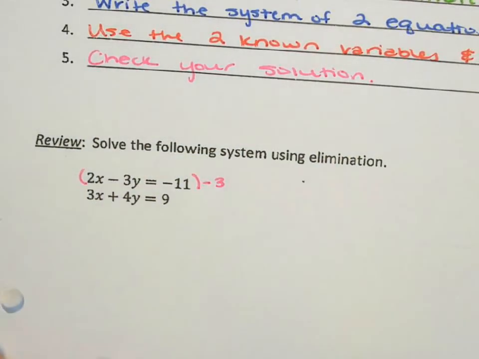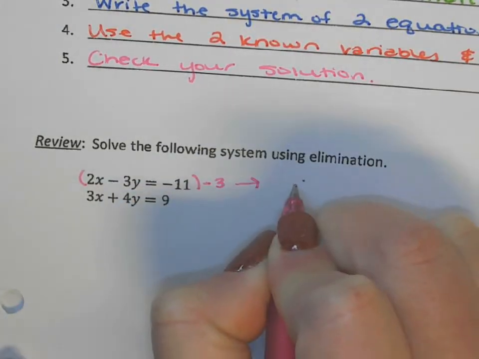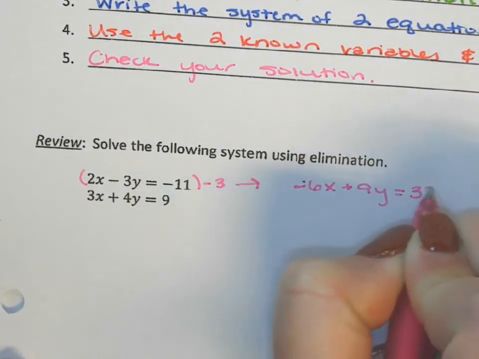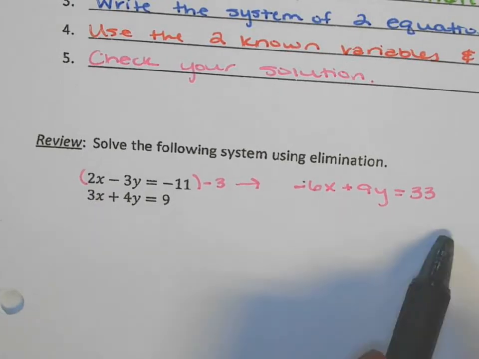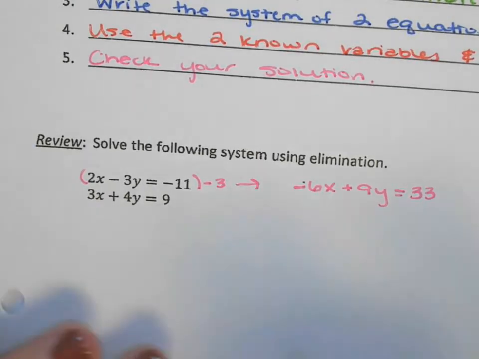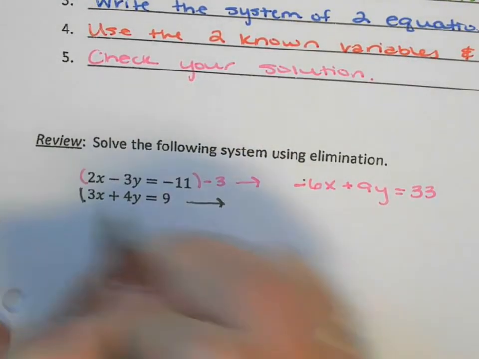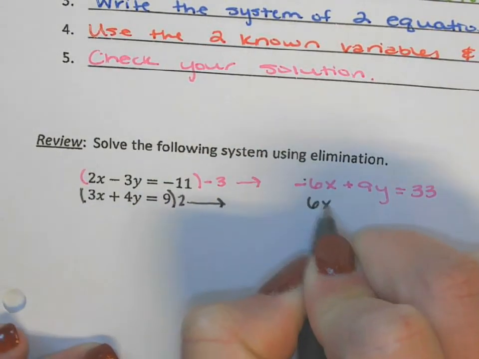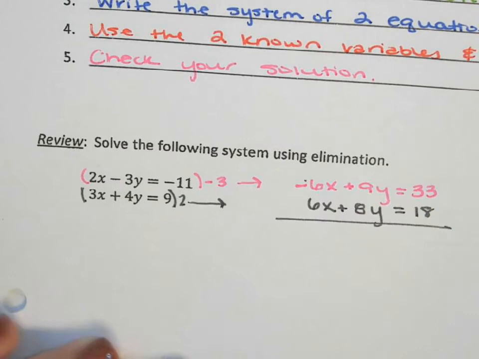-3? Is that okay? So when I do that, I get -6x plus 9y equals 33. I'm going to make sure to rewrite that. Whatever I do to the second one, I'm going to write right underneath, because I'm always going to line them up. Do one step at a time and keep them lined up. What am I going to multiply this one by, or am I going to leave it alone? Times 2. So I'll have 6x plus 8y equals 18. I always write them as a pair.